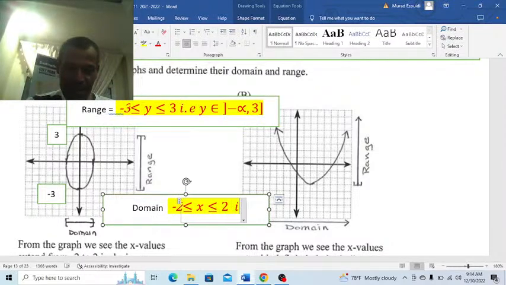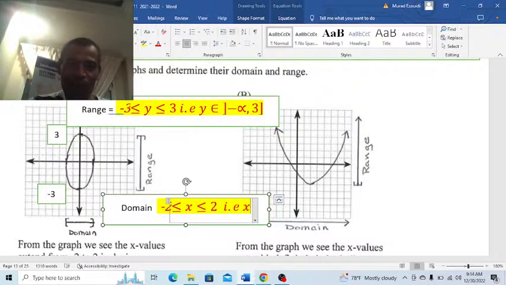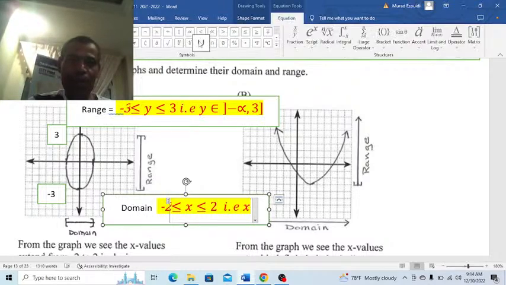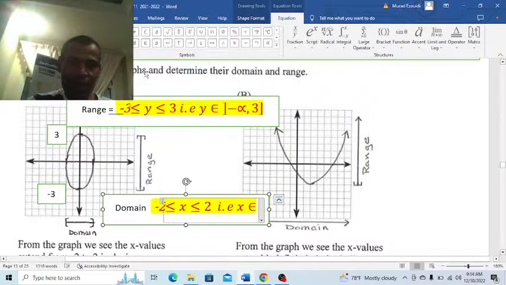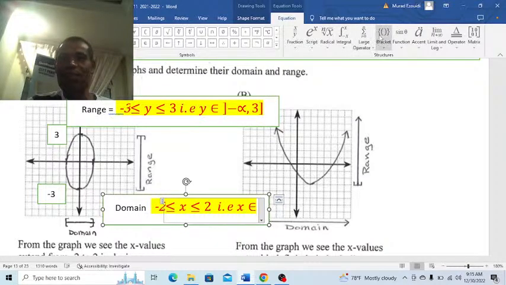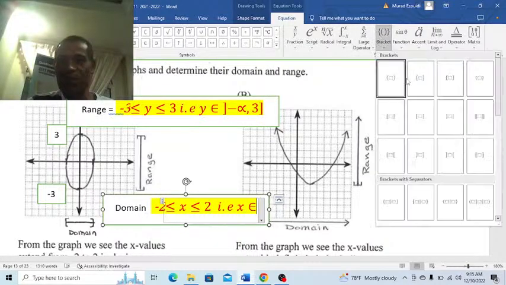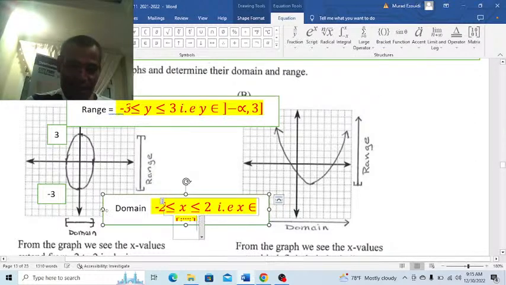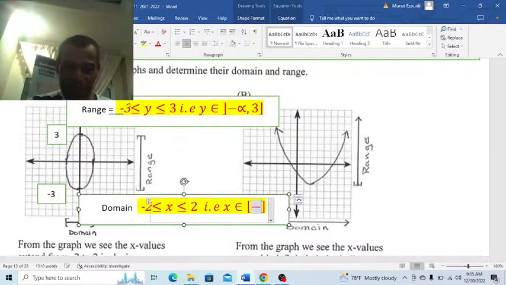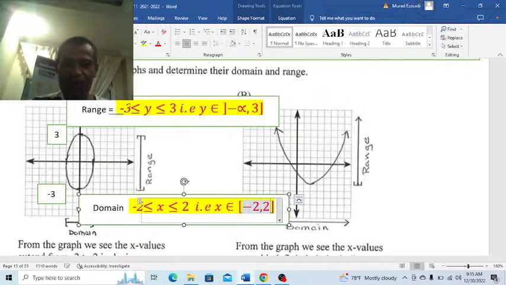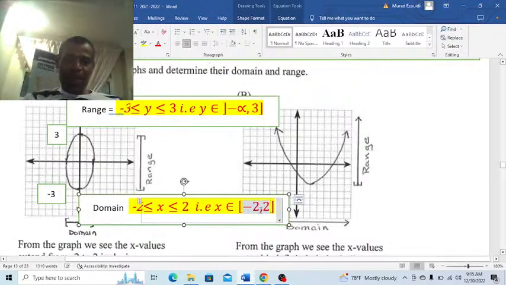So x belongs to a closed interval. Closed interval means I will write it like this, and I will extend this one. So this is -2, comma, this is 2. In this interval notation, x can really equal -2 and also really equal 2.